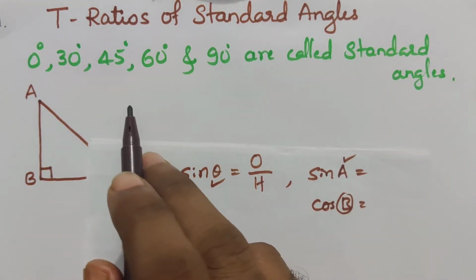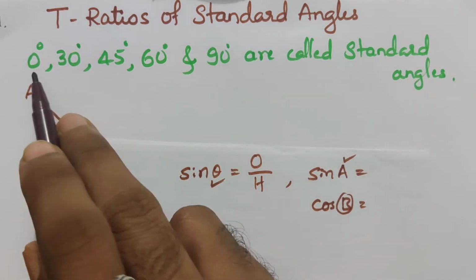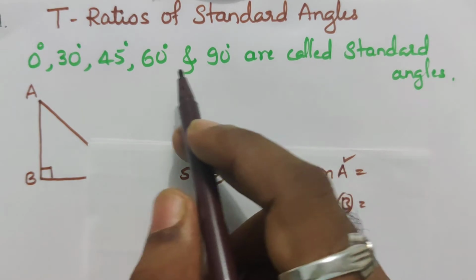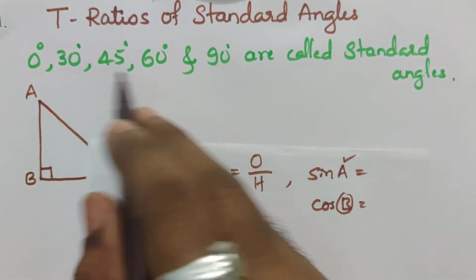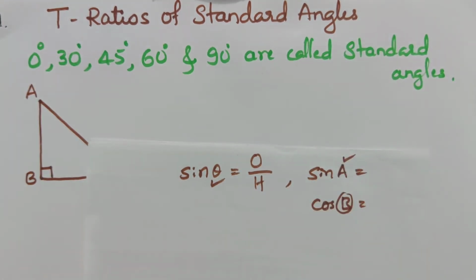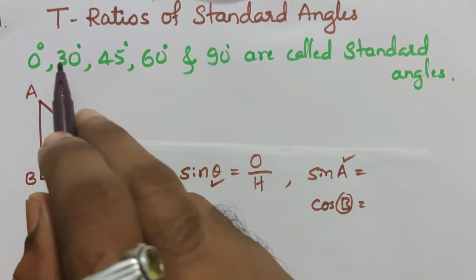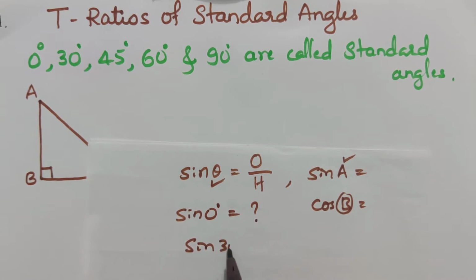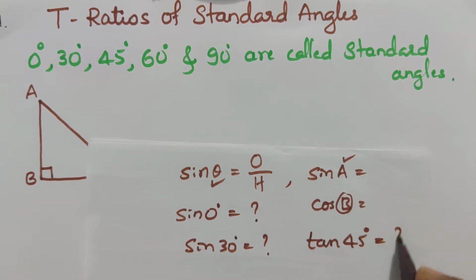But today first we will study particularly these 5 angles: 0 degree, 30 degree, 45 degree, 60 degree and 90 degree. These 5 angles are called standard angles. Now we will be studying what sine of 0 degree, sine of 30 degree, or tan 45 equals. So we will be learning how to get the values of these things.